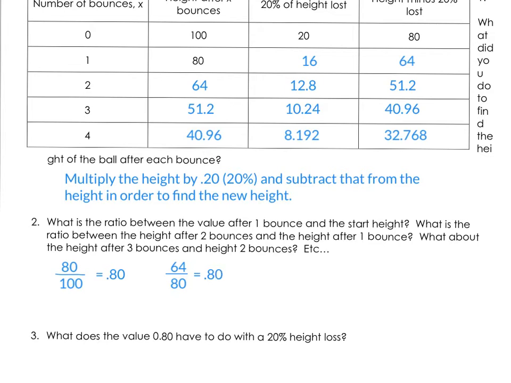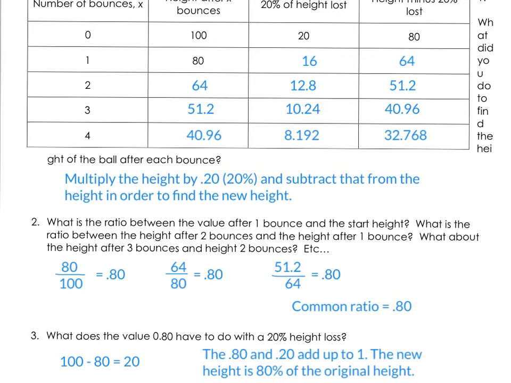Now again, I'm going to do that for after three bounces and the height of two bounces, and imagine that I again get 0.80. So we have that common ratio of 0.80. Each time it's 80% of the height. So what does the value 0.80 have to do with a 20% height loss? Well, 100% minus 80% is what gives us the 20%.